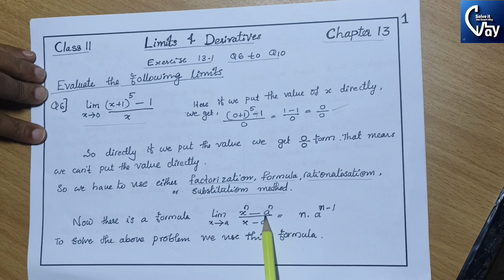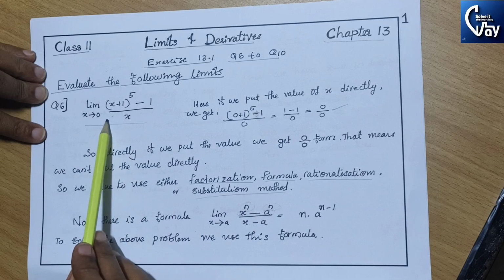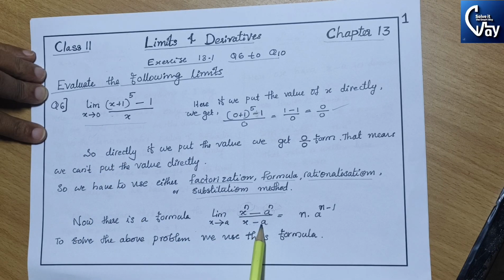Whatever be the value here, that is the limit x tends to a. x raised to n minus a raised to n, these two values are the same. Then in the denominator, this x minus a, and x tends to this value a. Limit x tends to a, (x raised to n minus a raised to n) by (x minus a) equals n, the power, a raised to n minus 1. To solve this problem, we use this formula. Is it clear?